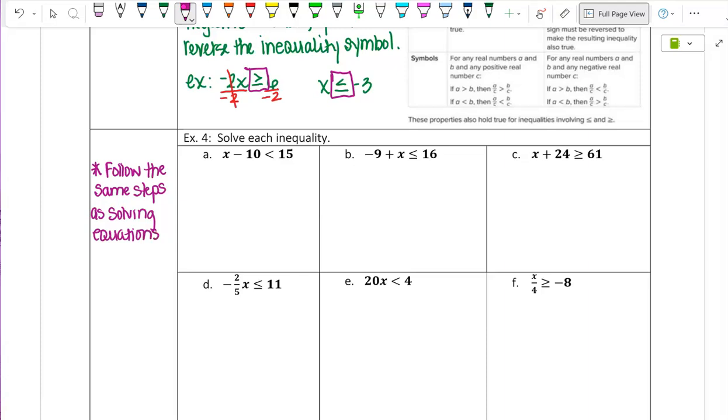So Valentina, if I have x minus 10 is less than 15, what do I need to do to both sides to get x by itself? I need to add 10 to both sides. So the same as we would do in solving an equation, we're going to undo the math that we see. In this case, it's a minus 10, so we're going to plus 10. So we get x is less than 25.